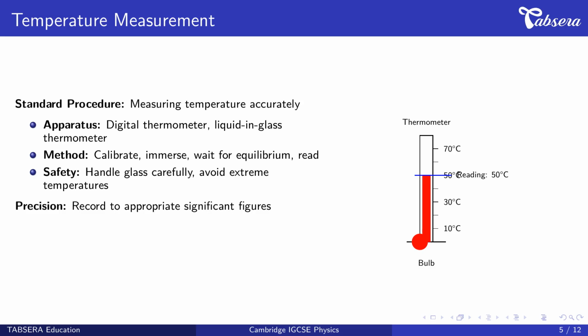Third, wait for thermal equilibrium. This means the temperature reading becomes steady. Fourth, read the scale at eye level to avoid parallax error. Safety is paramount. The hazards include broken glass from thermometers and burns from extreme temperatures. Therefore, you must handle glass thermometers carefully and use appropriate protection near hot substances. The diagram shows a typical liquid in glass thermometer with scale markings and the correct reading technique.